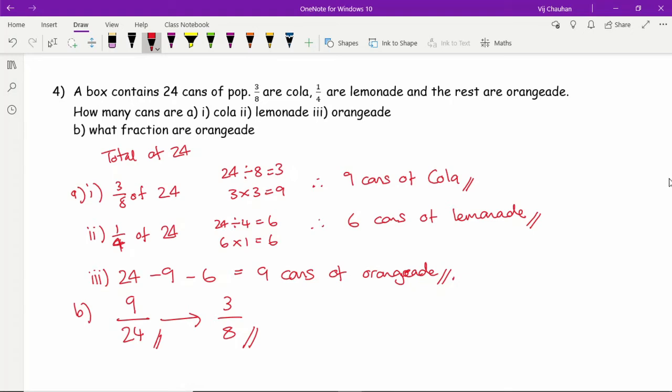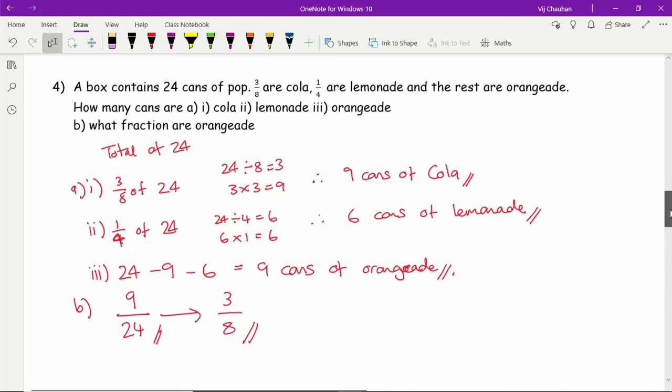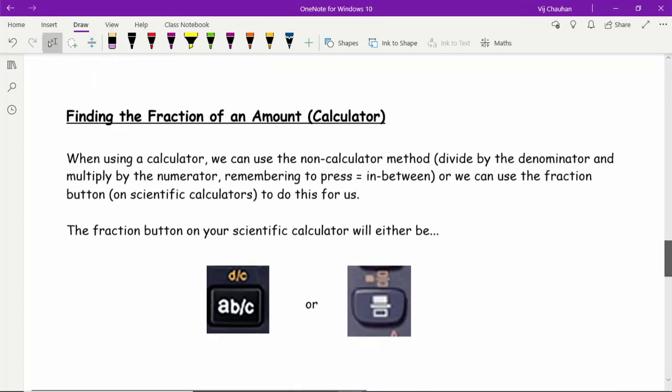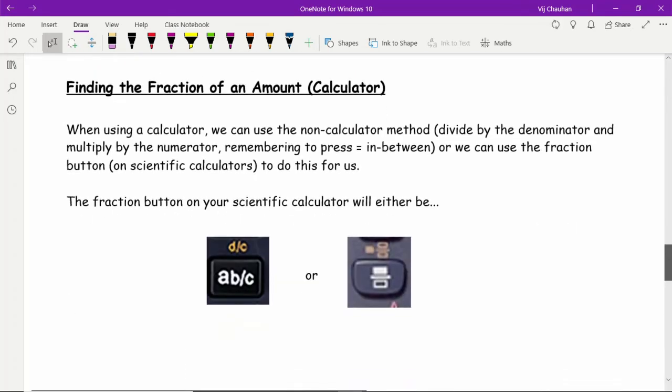But generally speaking, depending on what level you're working at, it might only be worth 1 mark. So it's just a case of this, and you can feel free to do some of the simple questions in your head. As long as the answer is correct, you should get full marks. So let's have a look at finding the fraction of an amount using a calculator.